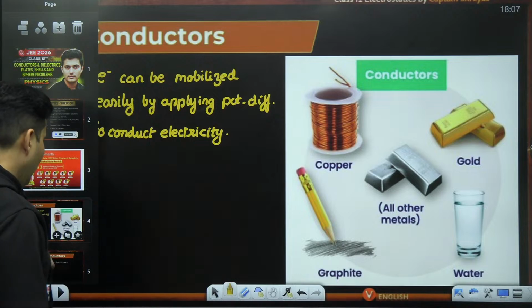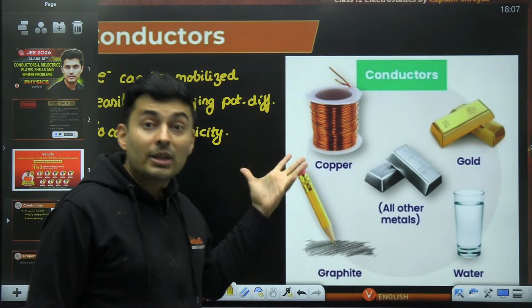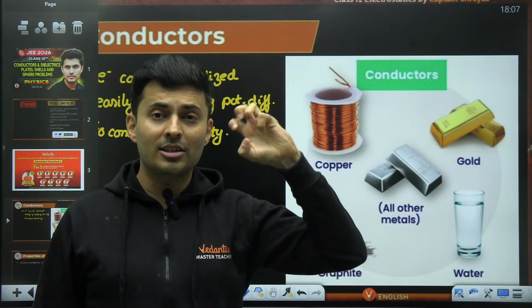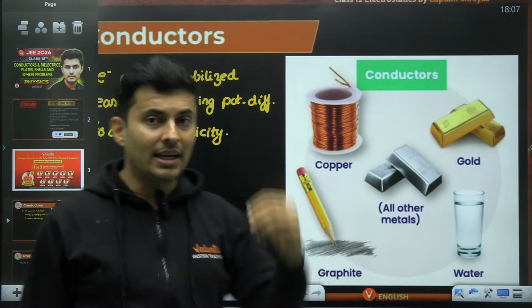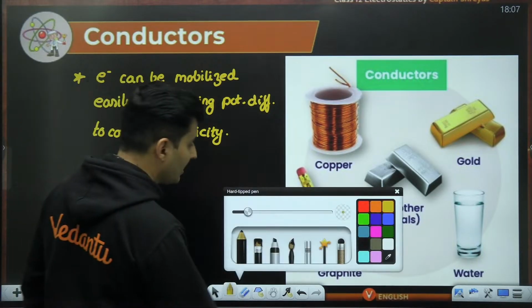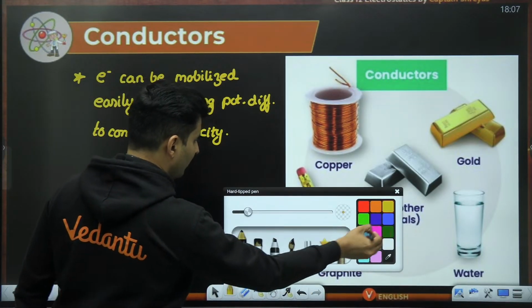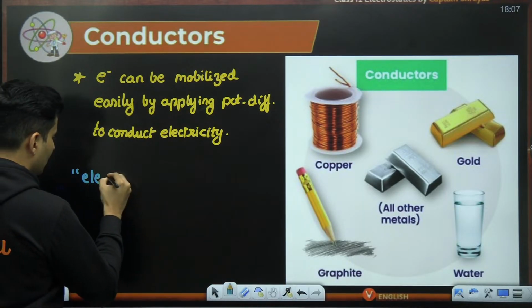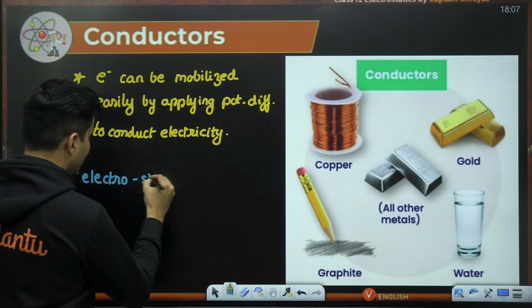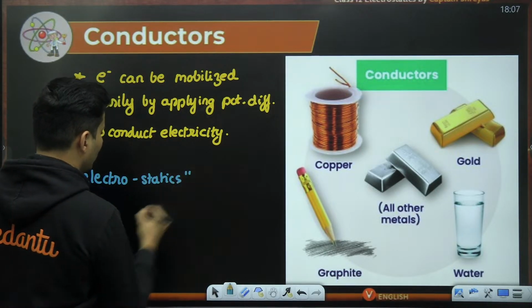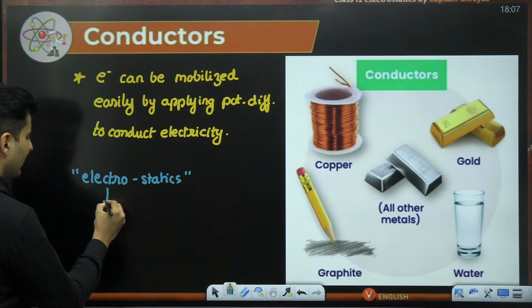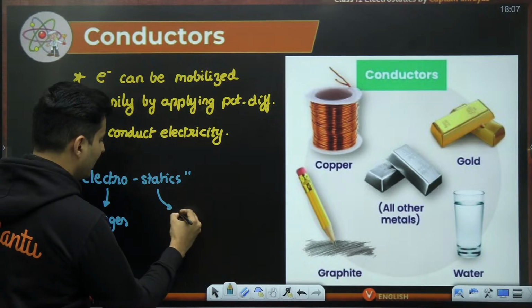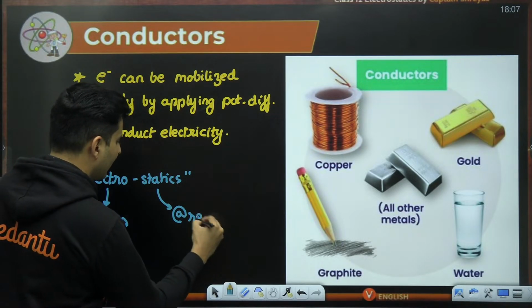Now, when you talk in terms of electrostatics, what are those special unique characteristics that these conductors possess? Please remember the chapter that we are studying right now is the chapter of electrostatics. Electro is a general representation of charges, and statics means they are at rest.